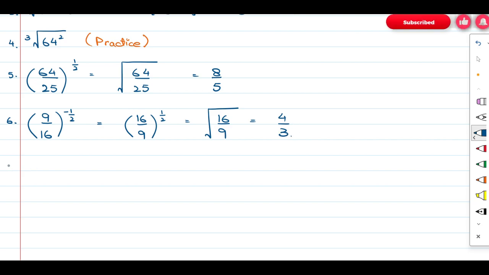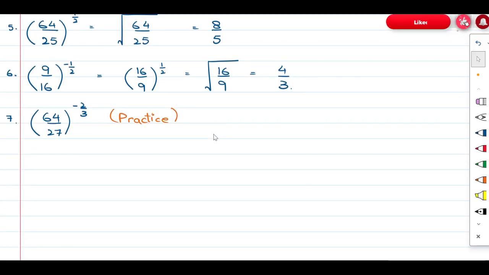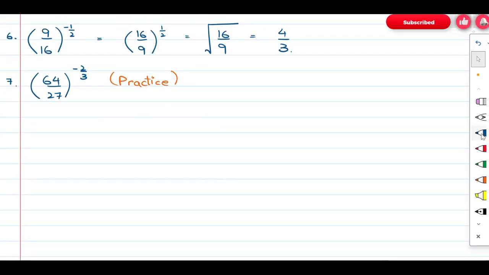Okay. Another one I'm going to give you as practice: 64 over 27 and its whole power is negative 2 by 3. This question is for your practice. The same style question like example 3 and 6. Okay, so you can do this question and send me your answers in the comment section. And if you need any assistance on this question, you can also ask me in the comment section.